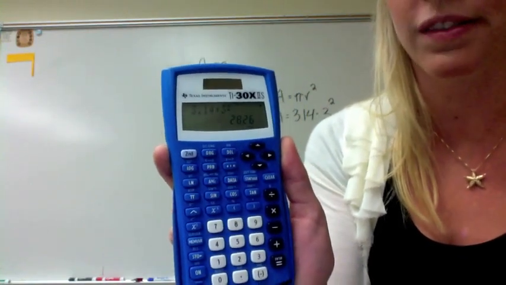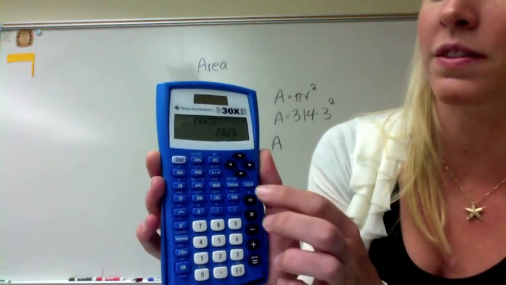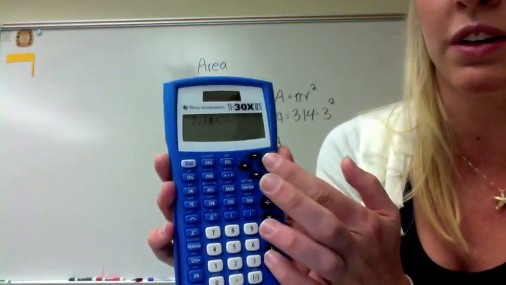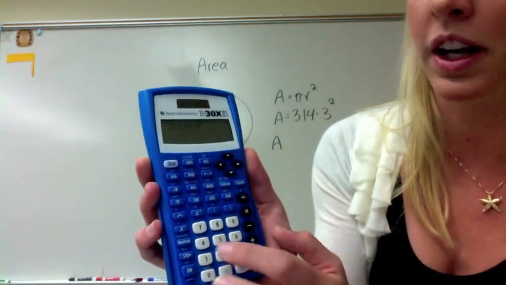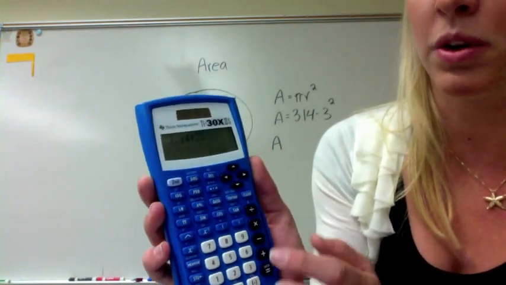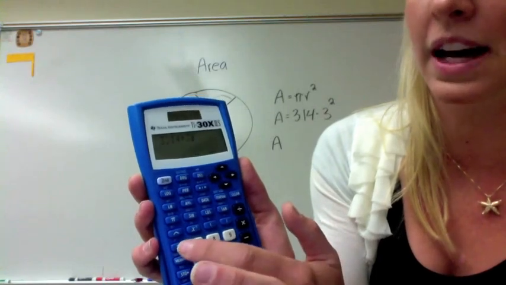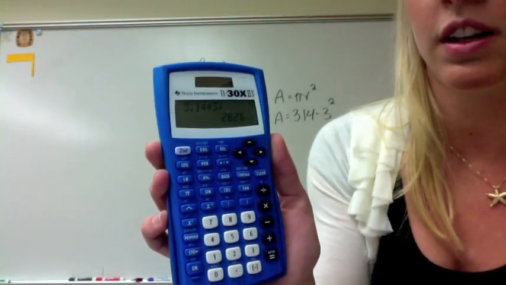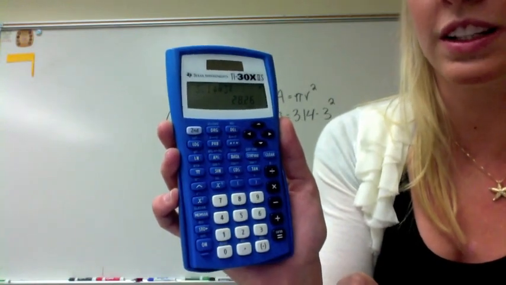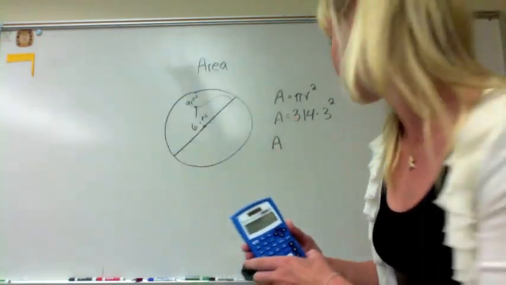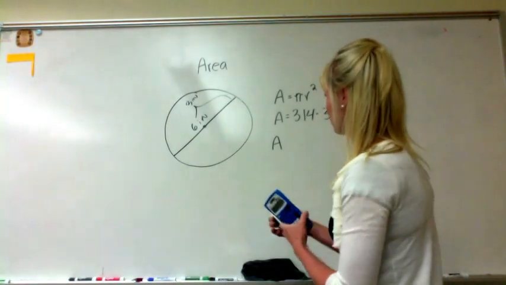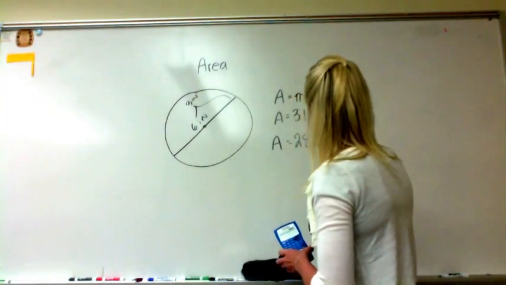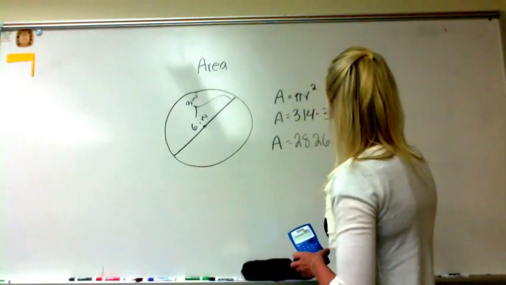If I wasn't sure that I did the correct thing, then I could go back into it and say, all right, 3.14 times 3 squared. Okay, and you can replace any value that you wanted. Oh, made a mistake, so I'm going to go back and click that squared sign. And then I'll get my answer. So my answer is 28.2600. So the area is equal to 28.26 inches squared.